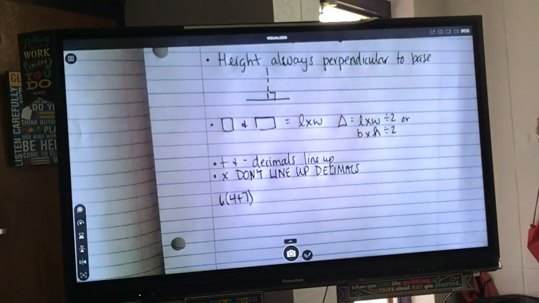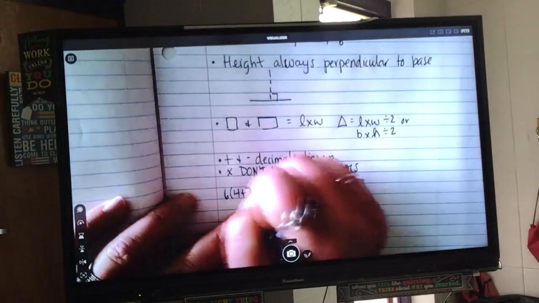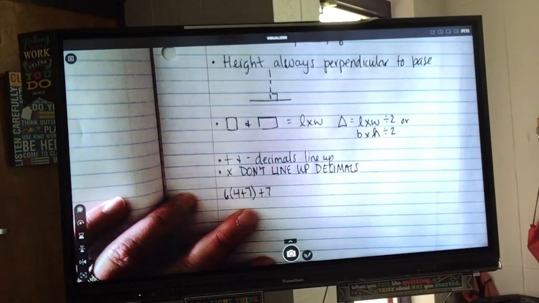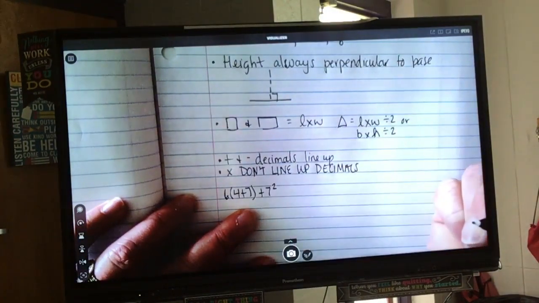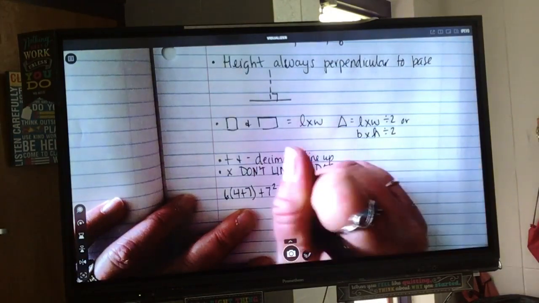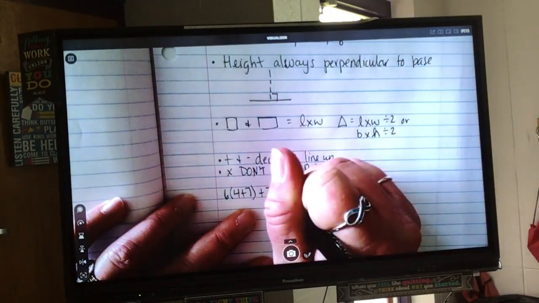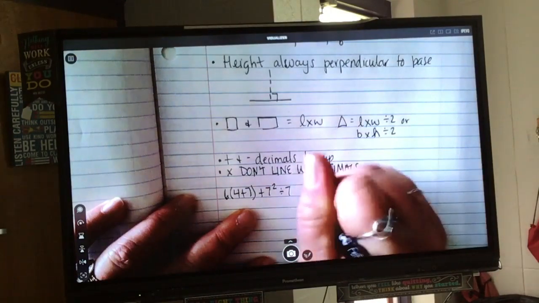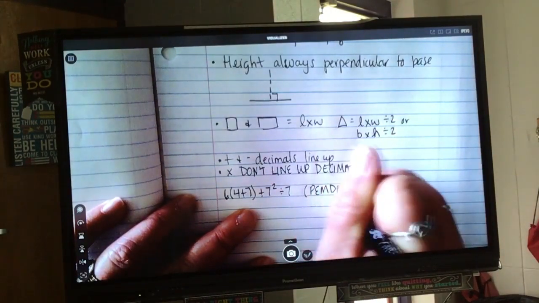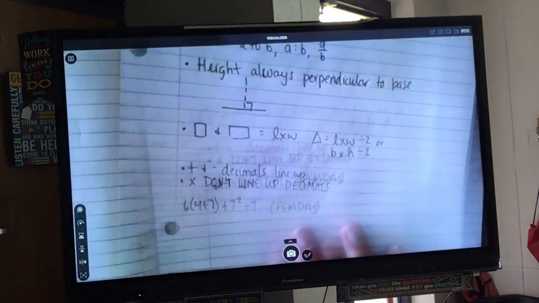How do you think I'm supposed to do it? Plus 7, parentheses 2, or not parentheses, but exponent. 7 squared. So what is it, Levi? To the second power, 7 to the second. And then minus, or divided by 7. What's up with the sevens? Alright, so this is an example of PEMDAS.